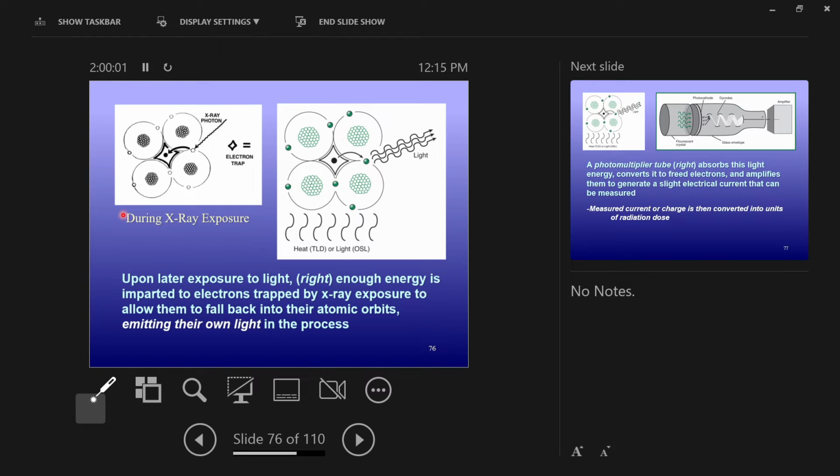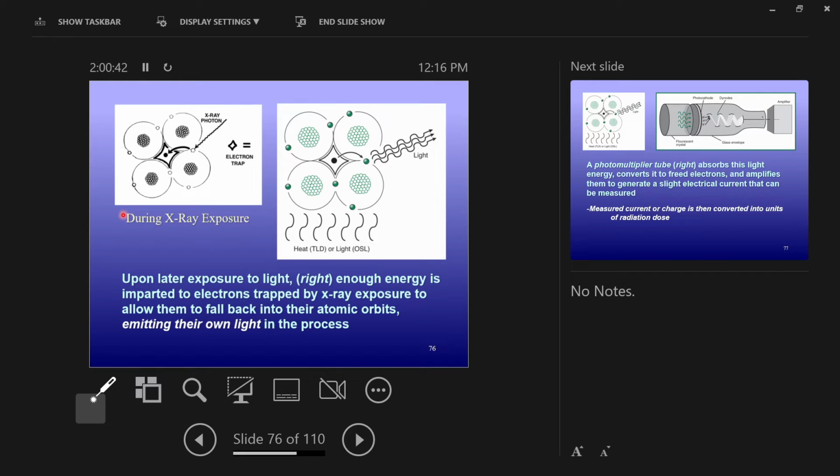So later down the road, you take off your badge, you send it to the badge company. The badge company puts your badge in a machine. The machine uses, in this case, visible light, optical light, to put energy into these atoms, okay? When it does that, this electron absorbs some of that energy. And to give a hand-wavy explanation, the electron jumps out of its trap and back into the atom it came from. When it does that, it has to re-emit all the energy that it absorbed.